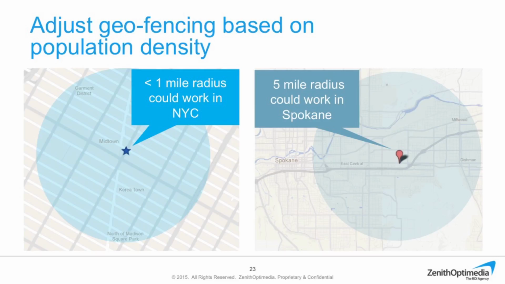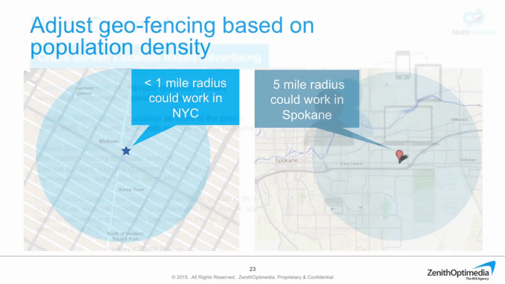Within New York, because there are so many people, the chances of you reaching the consumers that you want to reach at a less than a 1 mile radius is highly likely. However, if we look at Spokane, Washington, you may need to consider a 5 or a 10, maybe 15 or 20 mile radius around your location in order to get the volume of impressions needed to satisfy the goals of your campaign.